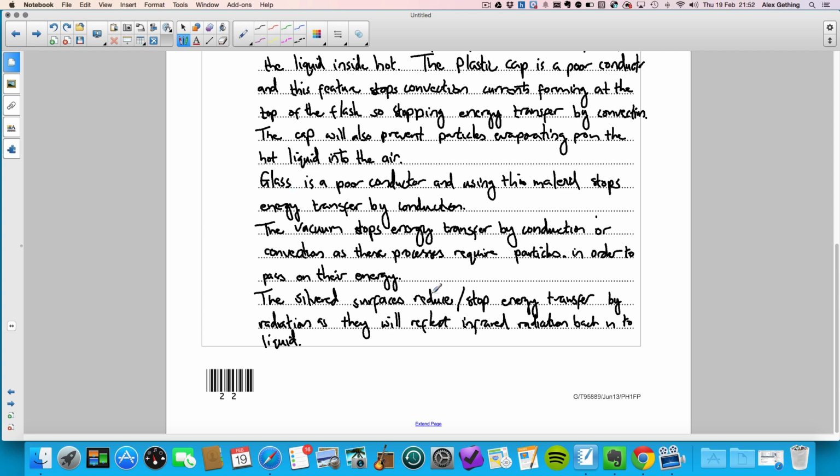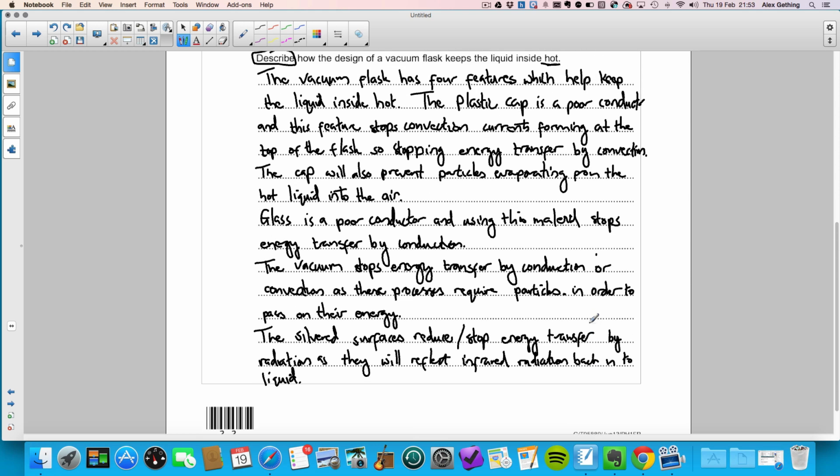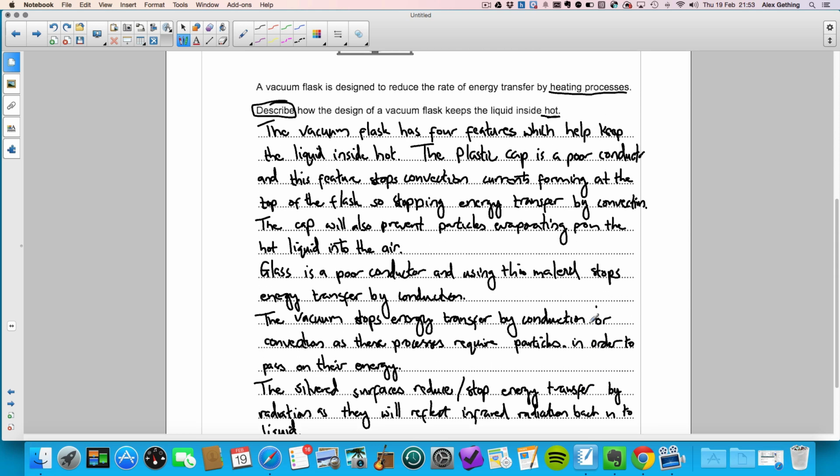Feature, I've mentioned the silver surfaces, and the fact that they reduce or even stop energy transfer by radiation, as they will reflect infrared radiation back into the liquid. Okay, so that's a long answer there, but I think we've covered all of the features that we'd need to.